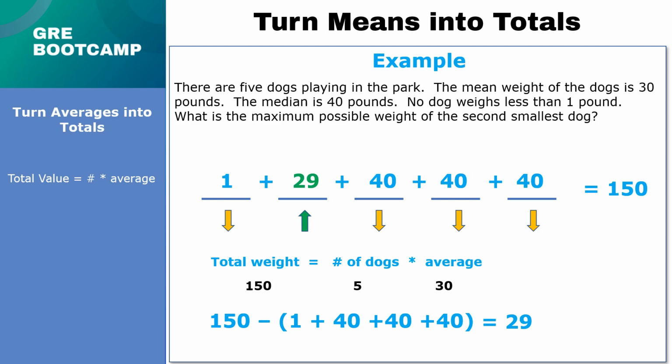And if you go back and look at the numbers, we've satisfied all the parameters of the question. The median weight is 40 and the mean weight is 30. Okay, very nicely done.